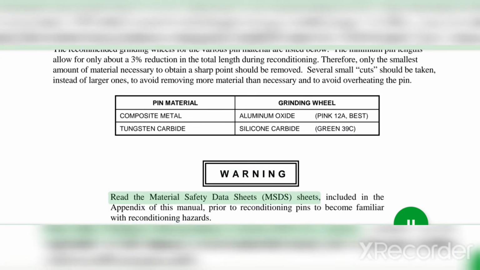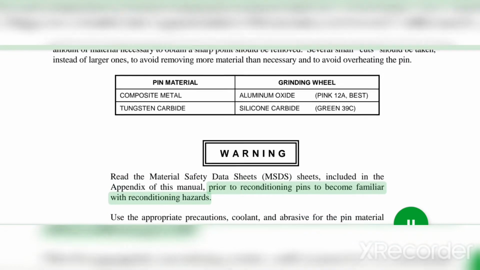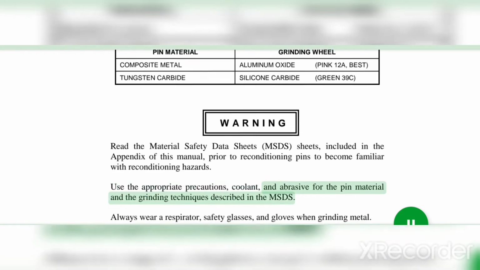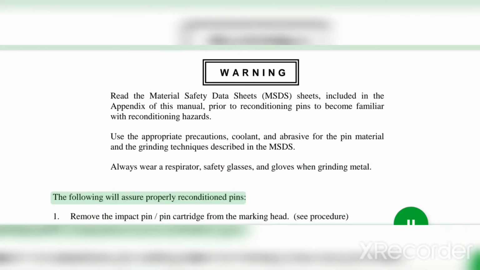Warning. Read the material safety data sheets, MSDS sheets, included in the appendix of this manual, prior to reconditioning pins to become familiar with reconditioning hazards. Use the appropriate precautions, coolant, and abrasive for the pin material and the grinding techniques described in the MSDS. Always wear a respirator, safety glasses, and gloves when grinding metal. The following will assure properly reconditioned pins.